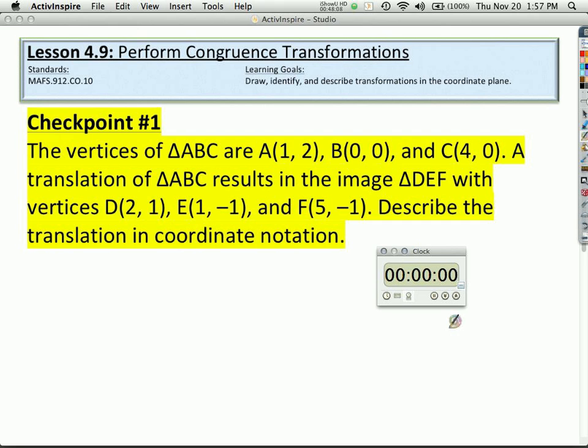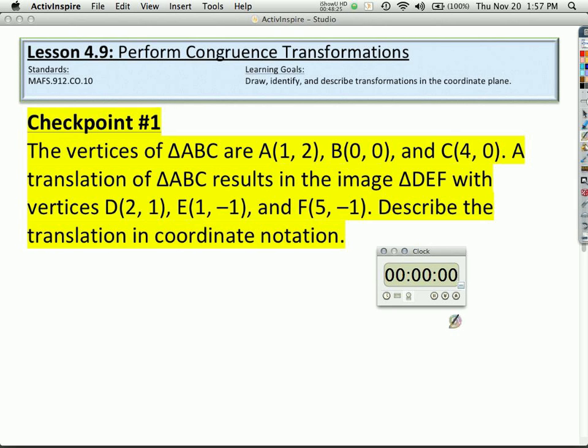Okay, give me a thumbs up if you and your teammates agreed on the coordinate notation. You agreed, you agreed, you agreed. Okay, so everybody seems to agree.